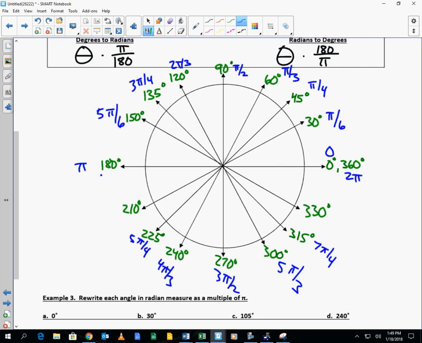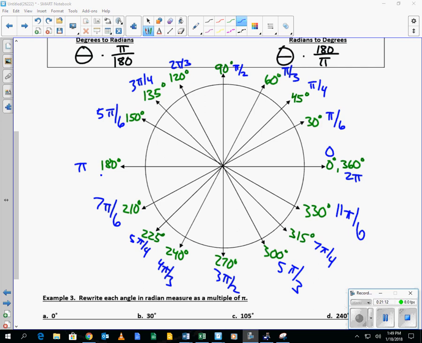6 pi over 6, 7 pi over 6, 8 pi over 6, 9 pi over 6, 10 pi over 6, 11 pi over 6.